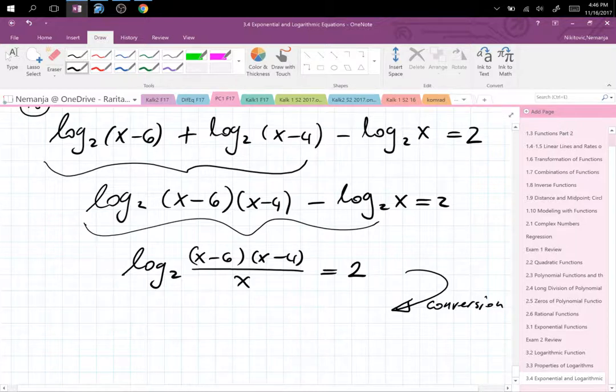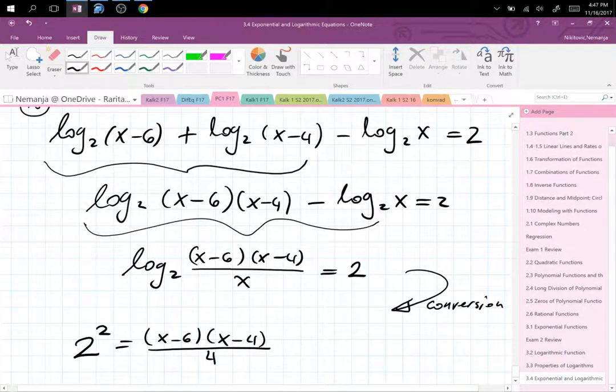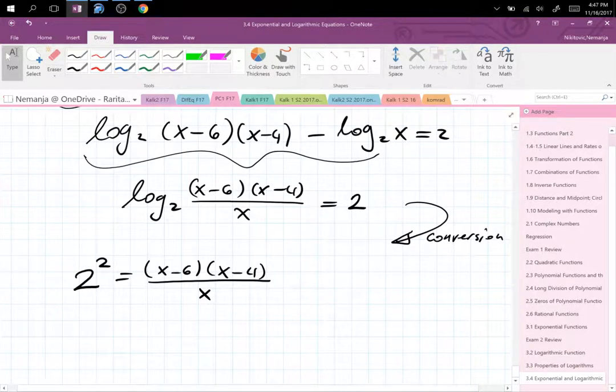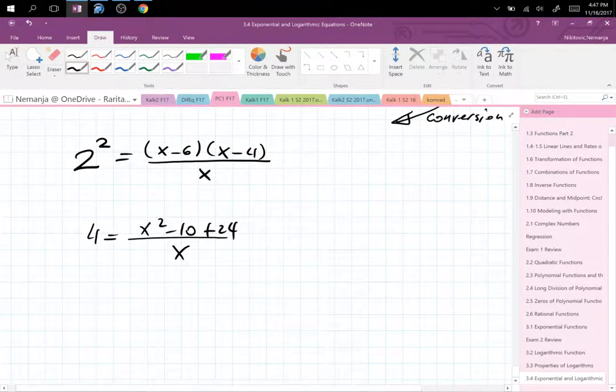So in a conversion, the base raised to the exponent is equal to the argument of the log. This is not 4, it's x. And now 2 squared is 4. So 4 equals, FOIL, we get x squared minus 10x plus 24 over x. And finally, when you cross multiply, you have 4x is equal to x squared minus 10x plus 24.